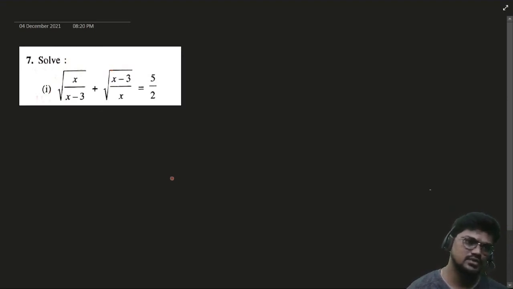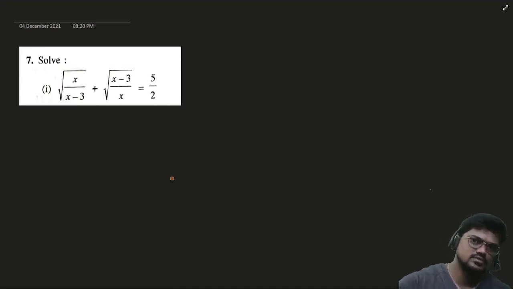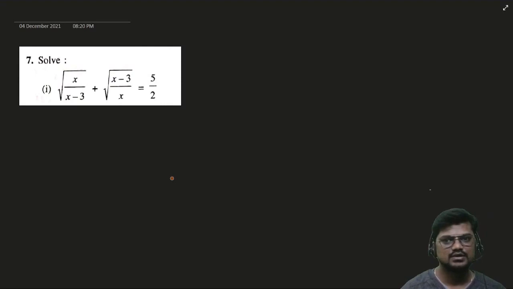So root under x upon x minus 3, I have taken as a, plus 1 upon a equal to 5 upon 2. That's the right process. Daksh, how have you done it? Sir, I have done squaring on both sides. Okay, that will also do, but still it will be lengthy, because already there is a square root. Again, if you do the square, you can do it, but that method is also right. That is not a wrong method.